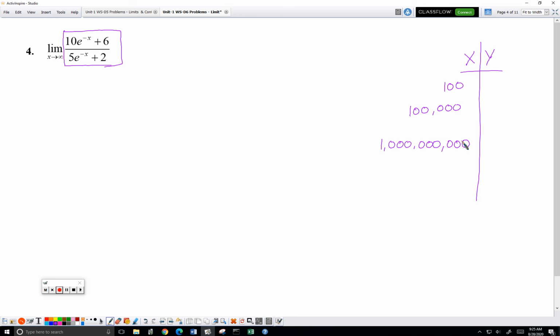One person, raise your hand, I'll pay you. Tell me 2 terms that are adding that I can compare. Cameron. The 10e to the negative x, and the 5e to the negative x.